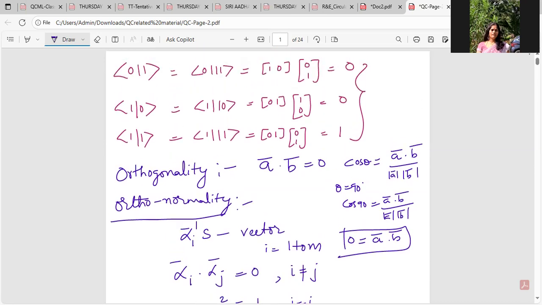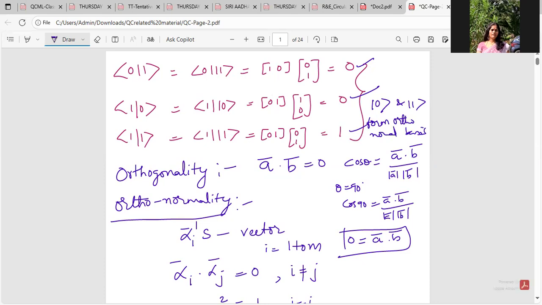Obviously, I will say that they are orthonormal vectors. Similarly, if you look at this same orthonormality concept in terms of the states ket 0 and ket 1, now I can see that the inner product between two different vectors is 0. Inner product between the same vector or same state is 1. Hence, ket 0 and ket 1 form an orthonormal basis.